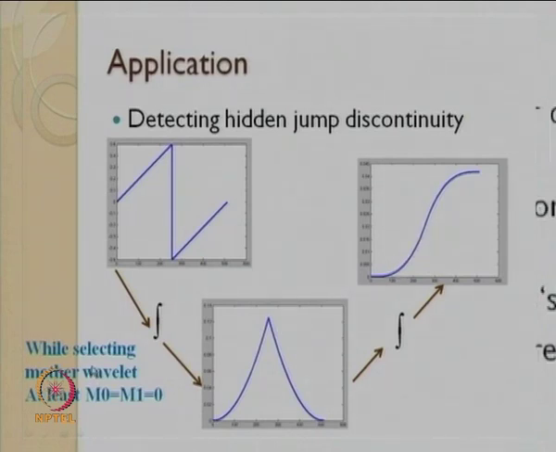And then we realized that since the discontinuity lies at the second derivative, I should at least select my mother wavelet with m0 and m1 vanishing. At least the zeroth moment and the first moment should vanish. And that's because then I can think of doing the correlation for the second derivative and all the derivatives which are greater than order of 2.